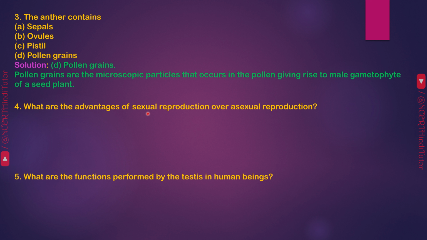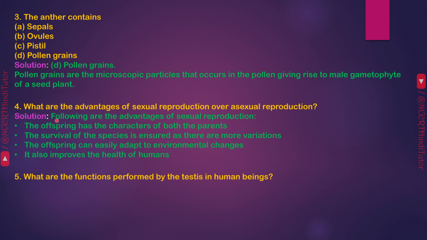Question 4. What are the advantages of sexual reproduction over asexual reproduction? Answer. Following are the advantages of sexual reproduction. The offspring has the characters of both the parents. The survival of the species is ensured as there are more variations. The offspring can easily adapt to environmental changes. It also improves the health of humans.